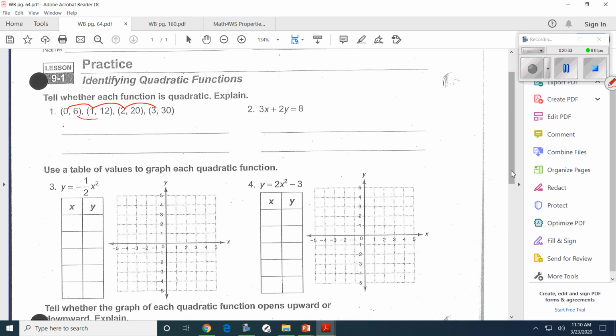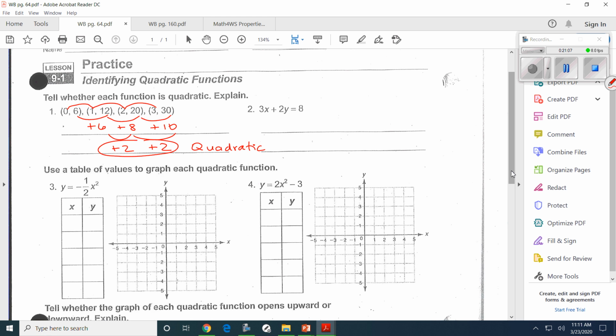For the y's, 6 to 12 is plus 6, 12 to 20 is plus 8, 20 to 30 is plus 10. Those are not constant. You do the second set. To go from 6 to 8 is plus 2, and to go from 8 to 10 is plus 2. The directions say, tell whether each function is quadratic, explain. This is quadratic, and my explanation is simply showing my steps here. This shows that the second set of differences are the same. So you could try the same thing.